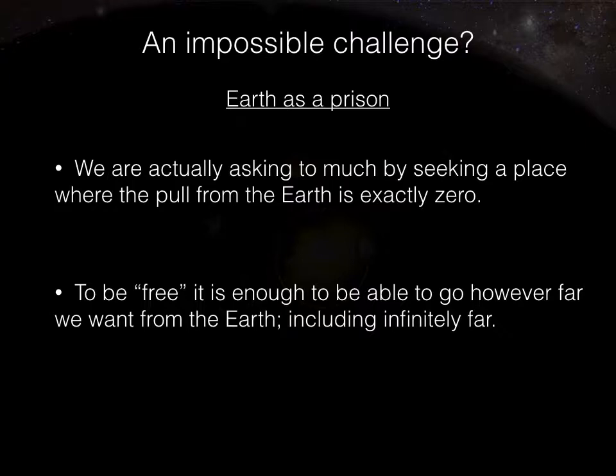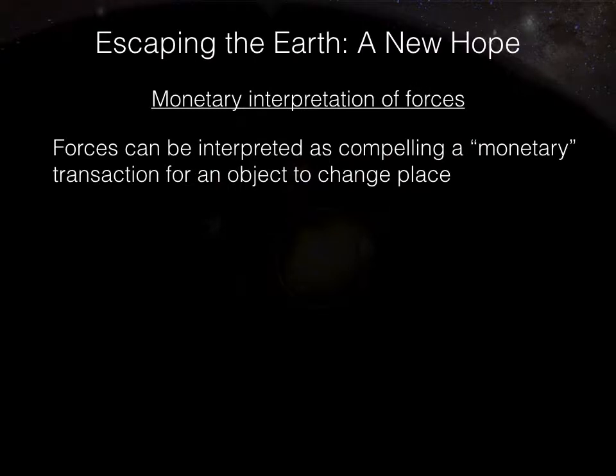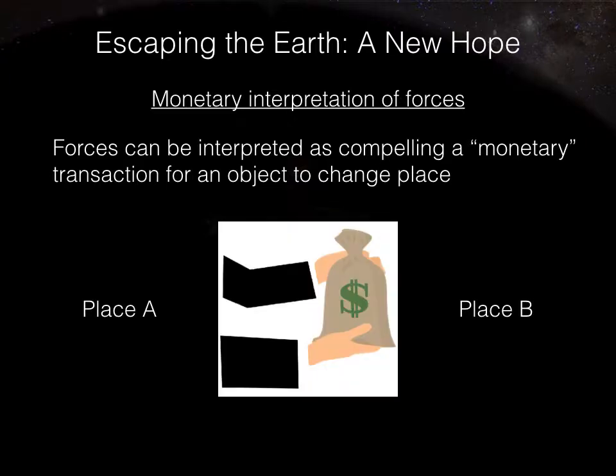So to detail a little bit how that works, I will put forward an interpretation of what a force does that is called the monetary or economic interpretation of forces. Forces can be interpreted as compelling a monetary transaction for an object to change place from one place to another. So let's assume you've got an object at place A that wants to go to place B. Then it can only successfully go to place B if it's able to pay a particular amount of a particular token.